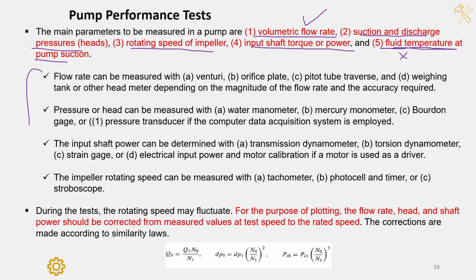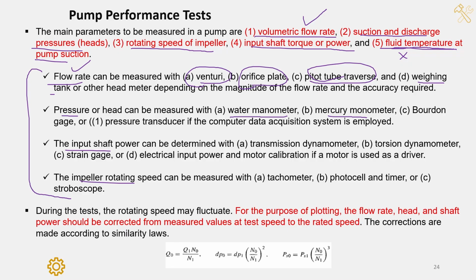And what is written here is just to tell you that sometimes you can use a venturi, an orifice plate, a pitot tube, or a weighing tank to get the flow rate. With the pressure, you can measure it using a water manometer or mercury manometer. So basically these are different measurement techniques for the flow rate, for the pressure, for the input shaft power, and the impeller rotating speed.